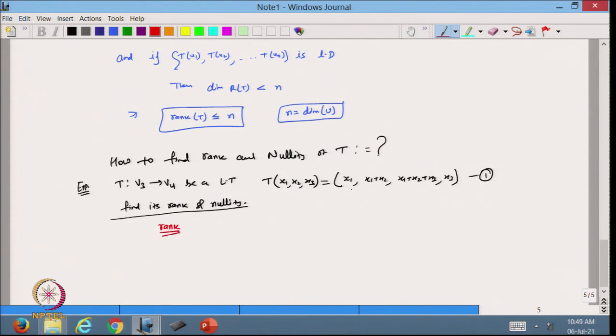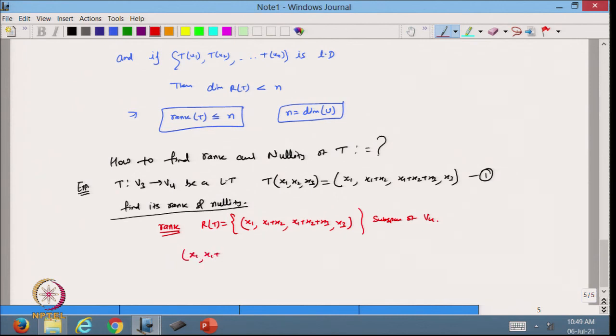Now, I know that this belongs to R T. R T is basically the set of all vectors of this form: (x1, x1 plus x2, x1 plus x2 plus x3, x3). So, this is the set R T, and I know that R T is a subspace of V4.